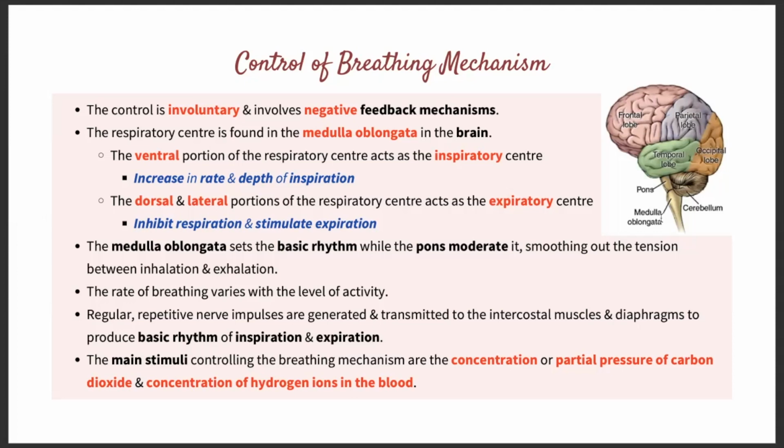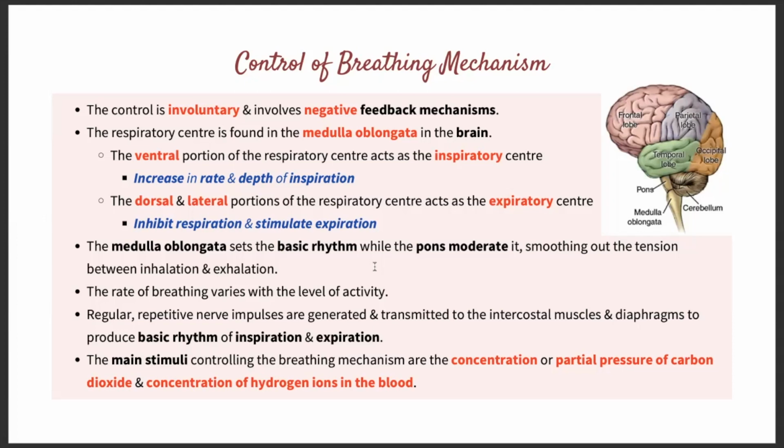In general, ventral refers to the front of the body, and the dorsal refers to the back. In other words, these terms are also known as anterior and posterior respectively. The medulla oblongata is like a pacemaker for breathing because it sets the basic rhythm, while the pons, this part here, moderates it. The medulla oblongata is basically the big boss who says, you're going to start breathing until you stop. The pons will moderate it, so the person may need to breathe in more, ventilate more, or ventilate less. So it smooths out the transition between inhalation and exhalation.